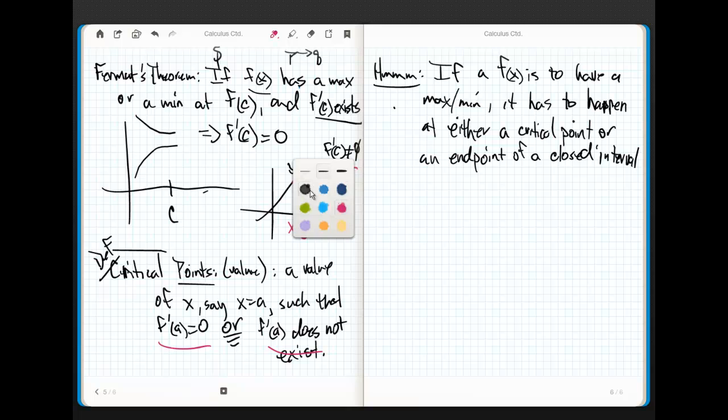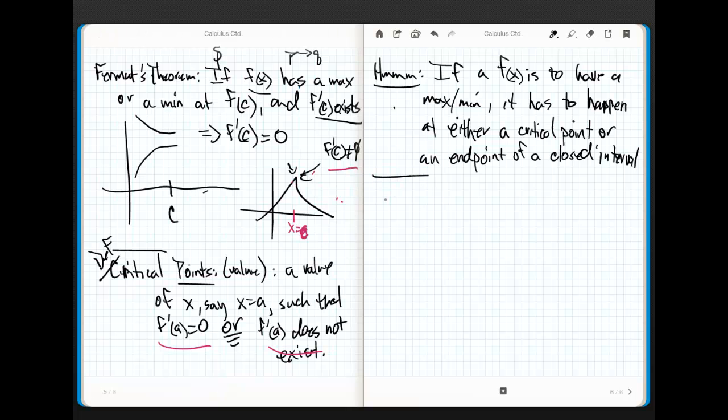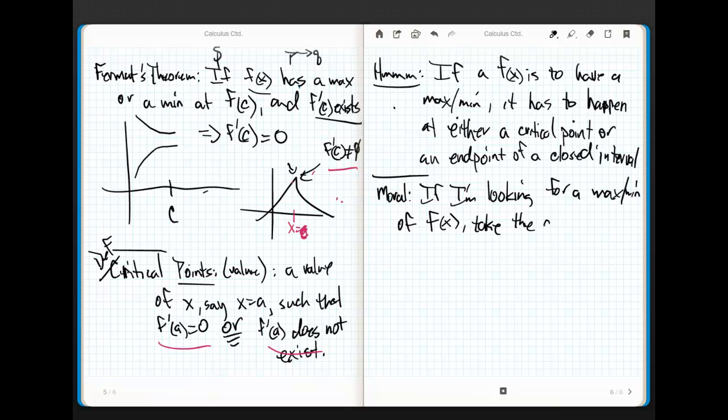So let me change this obnoxious pink color. All right, what's the moral of the story? Okay, so now we have a story moral. Easy. If I'm looking for a max or a min of a function, take the derivative. I used to have an instructor that said, when in doubt, take the derivative. Just take the derivative. And it's absolutely correct. If all else fails, if you're sitting there and you're like, I have no idea what to do next, take the derivative.